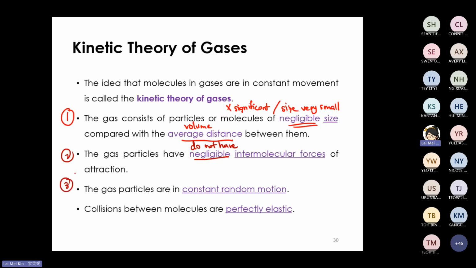Number three, we are talking about movement of gas molecules. The gas molecules constantly keep on moving in a random direction. Whether you use the phrase constant random motion or you say constantly moving in random directions, both are fine. And lastly, if there are any collisions between the molecules or with the wall of the container, they are elastic. Elastic means you bang on it, it comes back to you like a rubber.